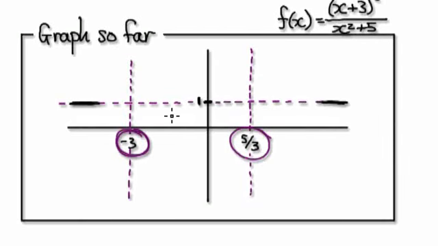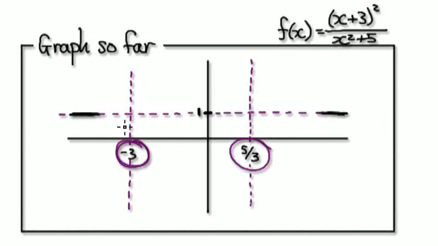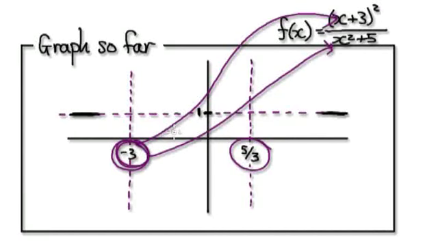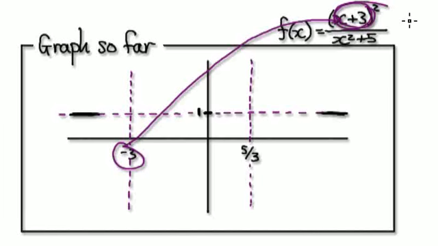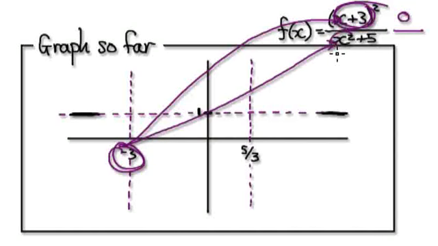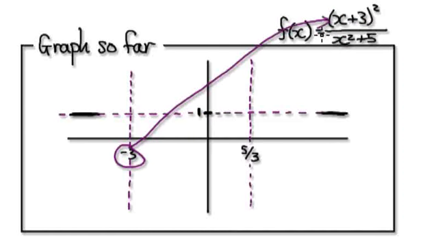So we need to put this back into here. To find the critical value, we put minus 3 into here. When you put minus 3 into here, minus 3 plus 3 is 0, and 0 squared is 0. Then put minus 3 into the other part: minus 3 squared is 9, plus 5 equals 14. 0 divided by 14 equals 0. So our critical value will be 0 right here.